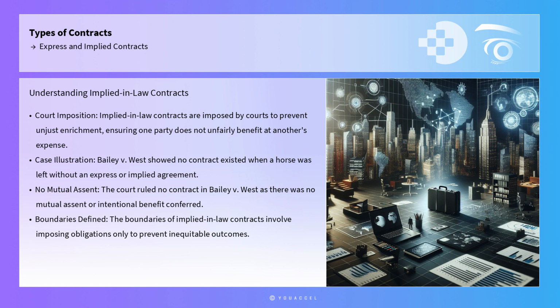Implied in law contracts, or quasi-contracts, are not true contracts, but are imposed by courts to prevent unjust enrichment. They ensure that one party does not unfairly benefit at the expense of another.